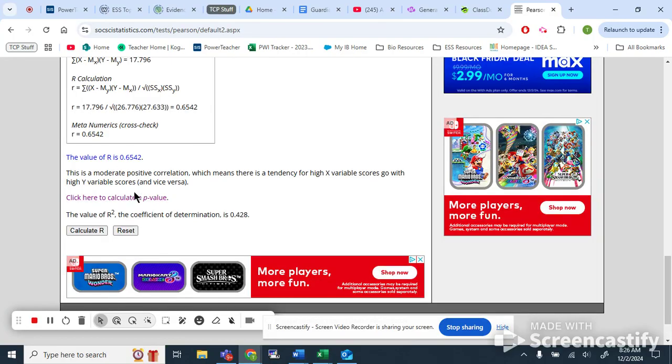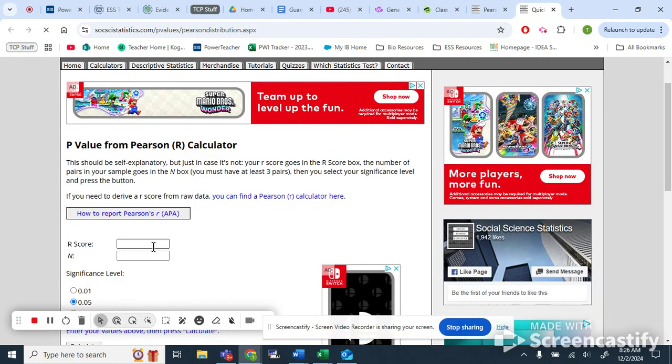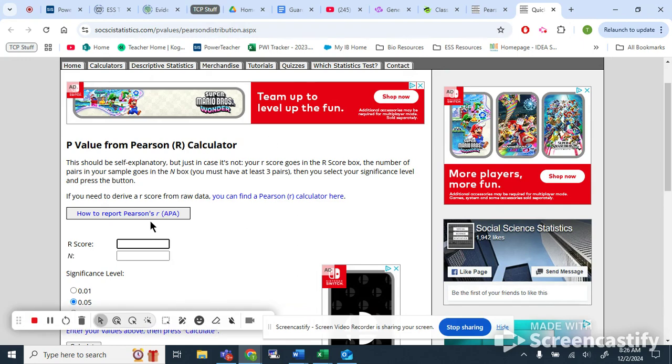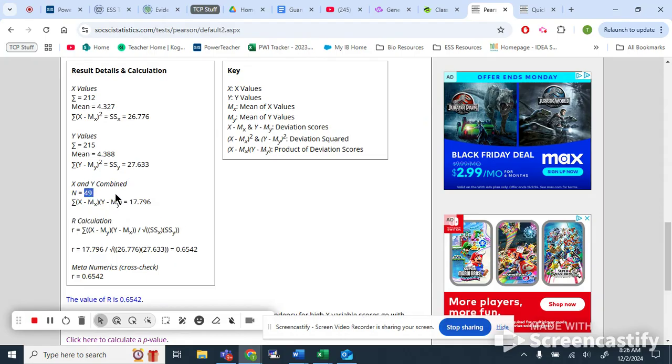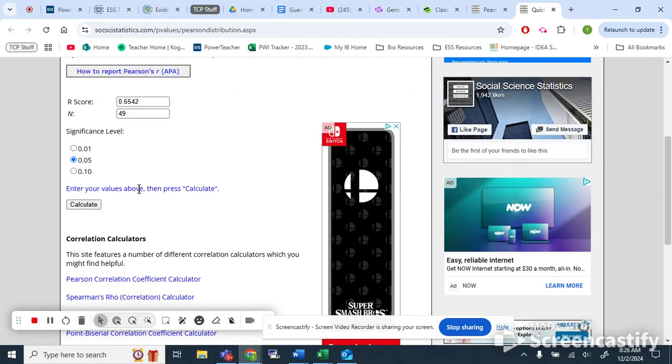However, we're not done, right? Because not only do we need an R value, we need a P value. The P value, again, would tell us if these things actually impact each other, right? Because we can see here there is a correlation of 0.65, but we want to make sure there's actually an effect on each other. So what you do here is you put in the R score, which this tells you. You just copy and paste that. The N is just the number of entries that is here. It says N equals 49. Okay, significance level is 0.05, and then calculate.